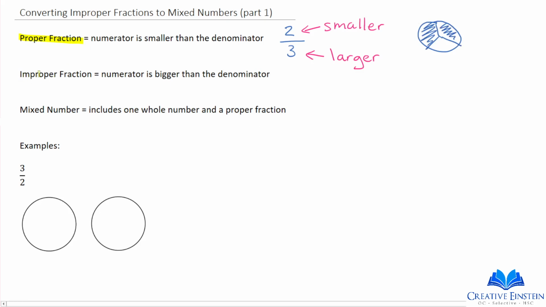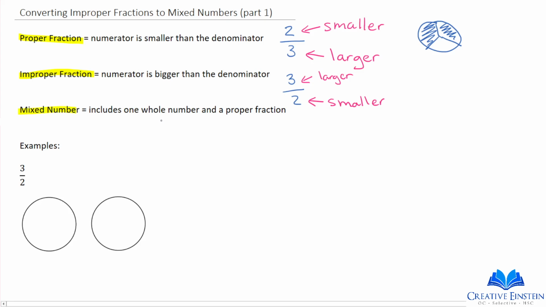Now with an improper fraction, it's the other way around. An improper fraction is when the numerator or the top number is larger and the denominator is smaller. So if we flip this fraction around, it's 3 on 2. We can see that the top is larger this time and the bottom is smaller. So that's what we're going to be looking at today. And we're going to be changing the improper fractions into mixed numbers.